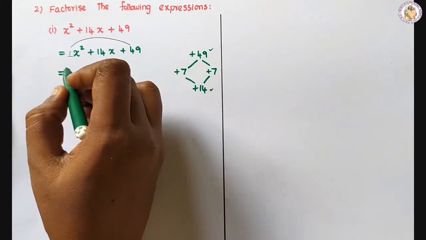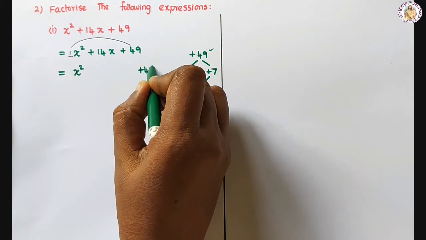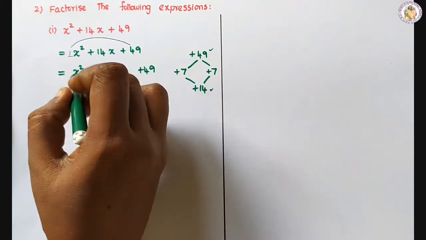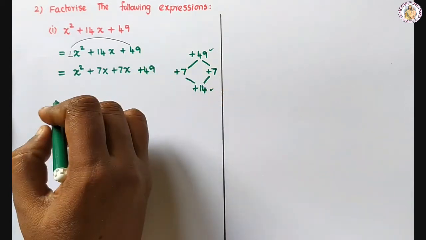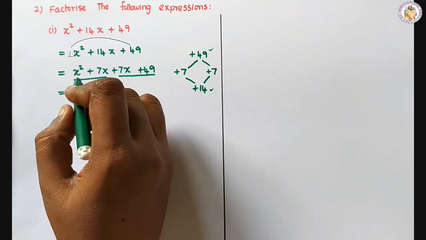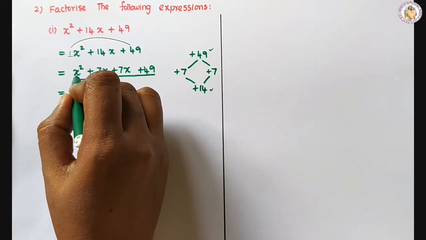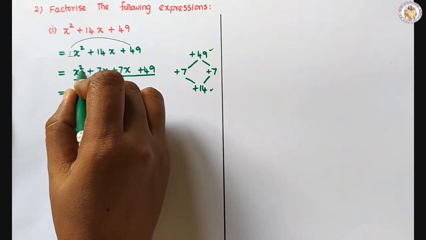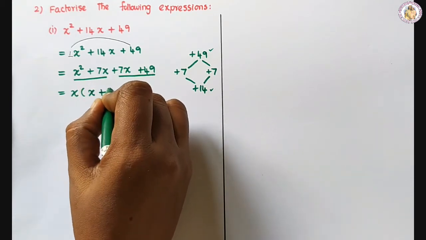Write the next step. Listen here. Write down x squared and plus 49 as it is. 14x is split as plus 7x and plus 7x. Take the first two terms and second two terms. In the first two terms, x is common, so take it out. What is the remaining here? X squared, here I take x, and then what is the remaining? X. Plus, here 7 is the remaining number.